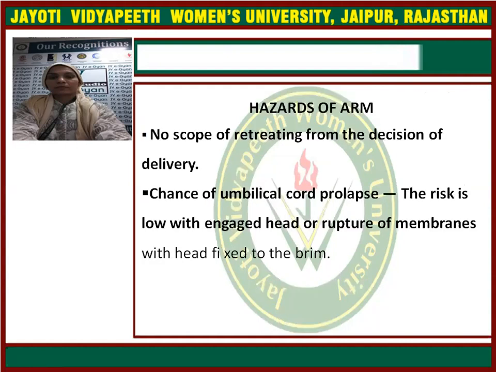And again, hazards. Next one is hazards. What are the hazards of artificial rupture of membrane? Hazards mean there is no scope for retreating from the decision of the delivery. It means once you have ruptured the membrane, delivery has to be done, either by vaginal delivery or by cesarean delivery, once the membranes have been ruptured.